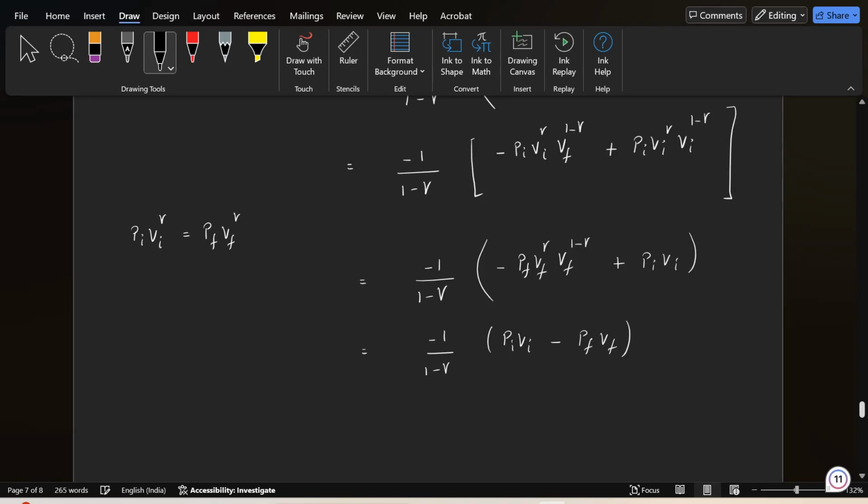Okay, so now we have work done. I'll just rewrite it a little bit so that it's the same as one of the options in the answer. It is PI VI minus PF VF by 1 minus gamma. So this is the final answer that we have.